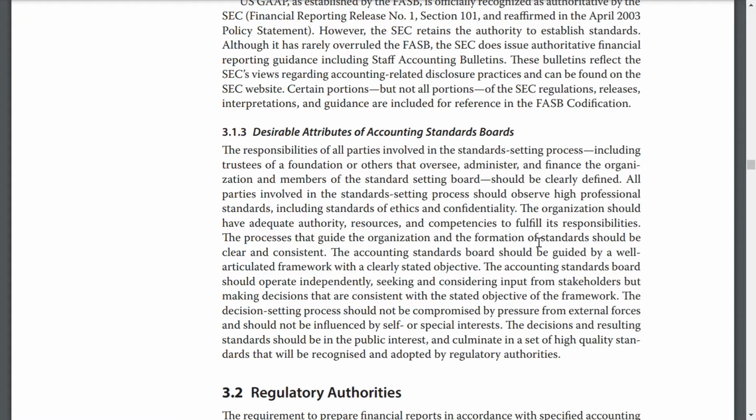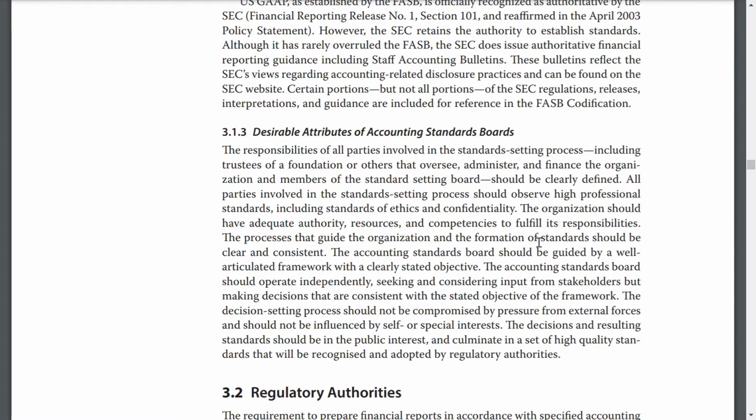This decision-making process should not be compromised by the presence of external forces and should not be influenced by self or special interests. The resulting standards should be in the public interest and cumulative in the high quality of standards, and should be recognized and adopted by regulatory authorities.